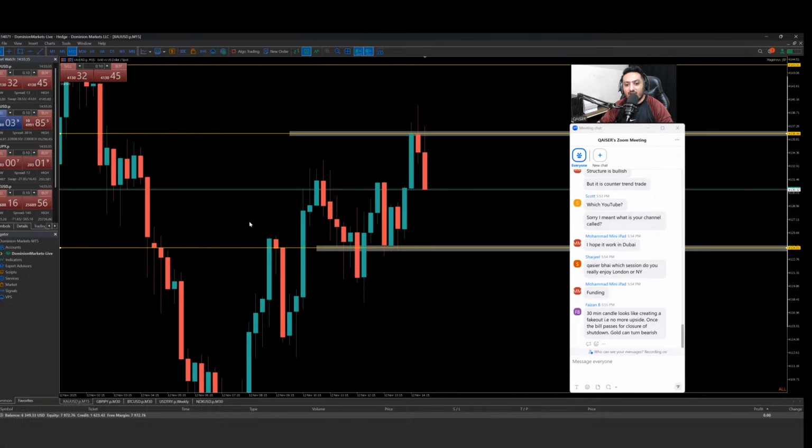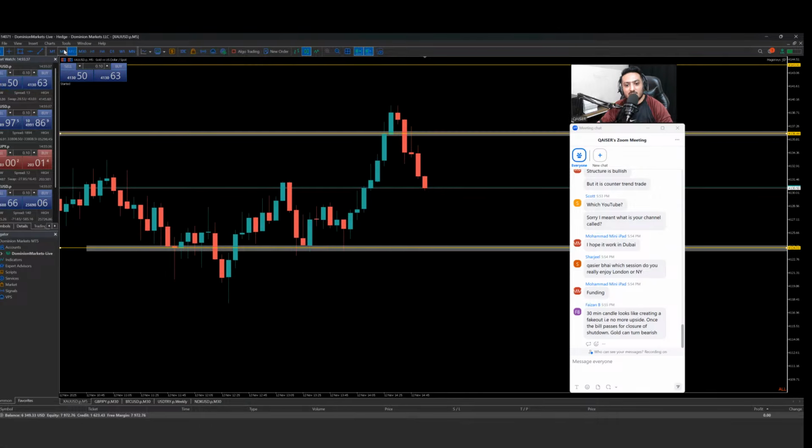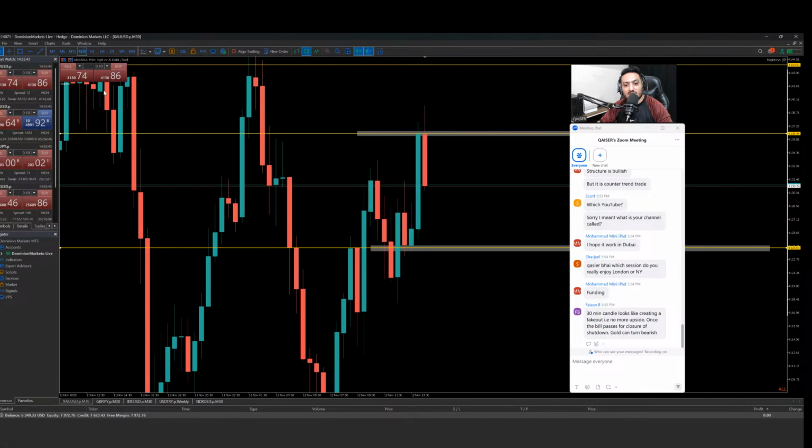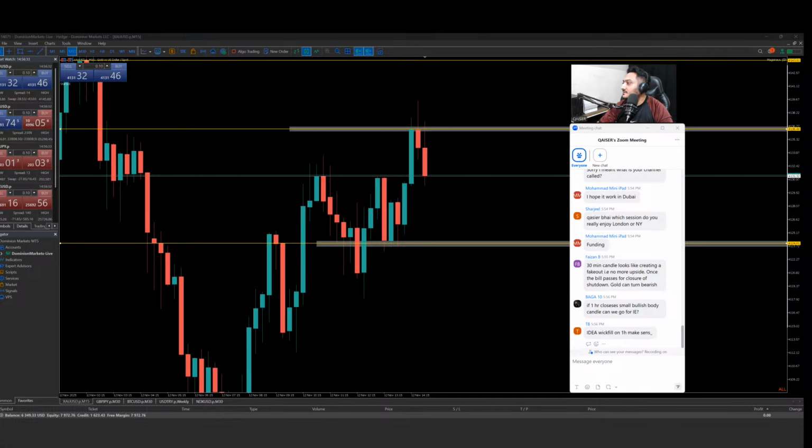Still, there's 5 minutes left for this candle to close. Anything can happen in these last 5 minutes. So I was just waiting for this candle to close. We'll see how this candle is.